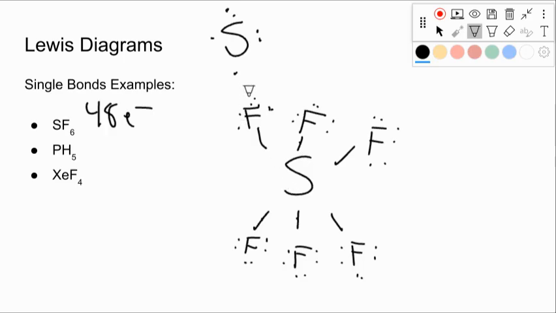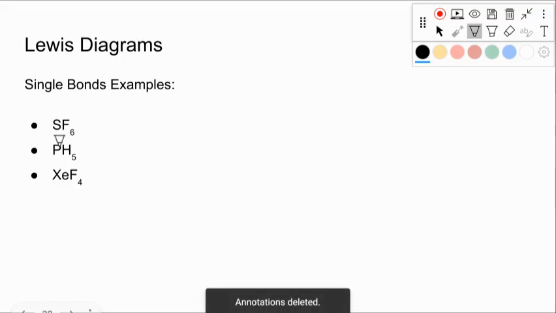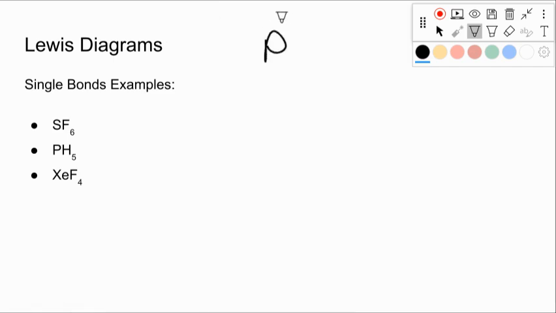Then if I count, I have 2, 4, 6, 8, 10, 12, 14, 16, 18, 20, 22, 24, 26, 28, 30, 32, 34, 36, 38, 40, 42, 44, 46, 48. So I've used all my electrons for this one. You're going to do sort of the same concept for phosphorus. Again, normal phosphorus has 5 valence electrons, so we would draw it like this. It can only bond 3 times. I've got 5 hydrogens, so that's not going to work.